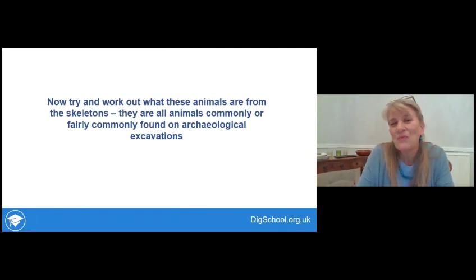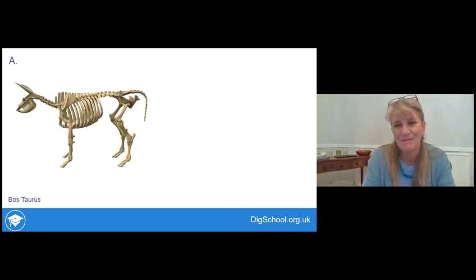So what I'm going to ask you to do now is have a look at some skeletons and try and work out what animals they are. Now, they're all animals that are commonly or fairly commonly found on archaeological excavations, and I will tell you that none of them is a hedgehog. So you've got pictures in your workbook of some outline animal skeletons. Try and match the 3D models of skeletons with those outlines. See if you can get those right.